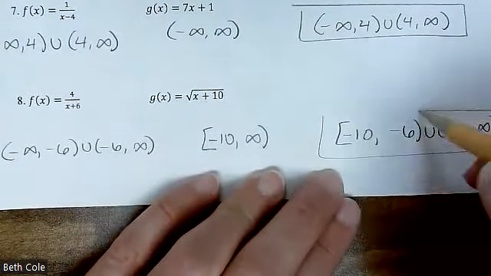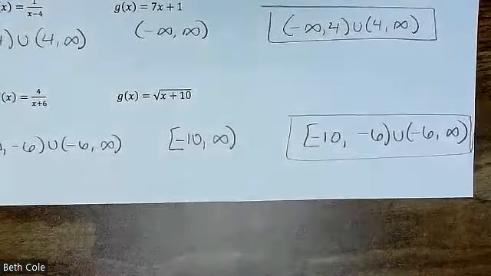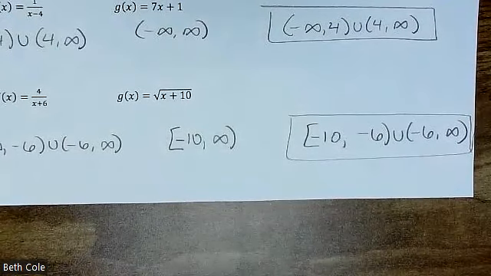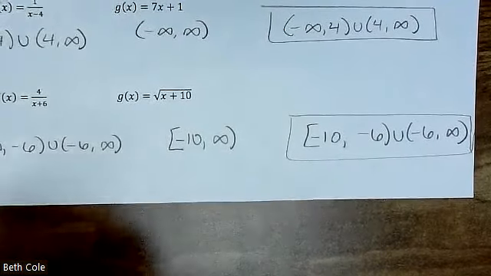So again, when you're doing the f plus g of x domains, it's just you combine both of them. That's all that it is. And if one of them's all reals, then you pretty much ignore that.